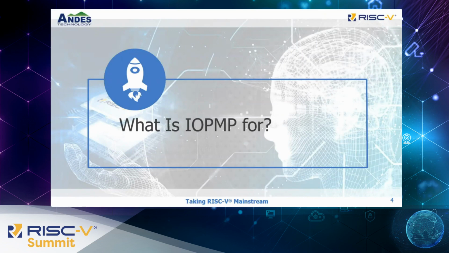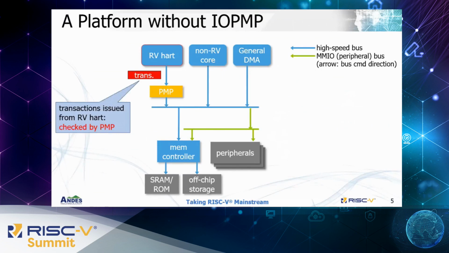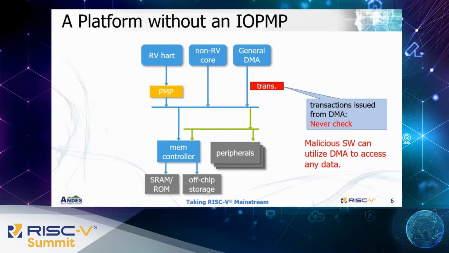In case you are new to the IOPMP topic, here we will quickly explain why we need an IOPMP. This figure demonstrates a platform without an IOPMP. Every transaction issued from the RISC-V hart will be checked by its PMP. In other words, the PMP is the checker of such a transaction. However, whatever transaction is issued from another bus master, for example, the DMA, will not be checked by any so-called checker. Then, an attacker can utilize such a DMA to access any data it wants.